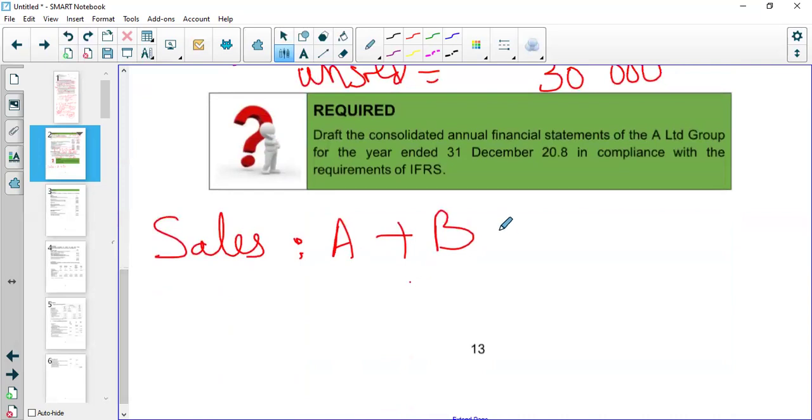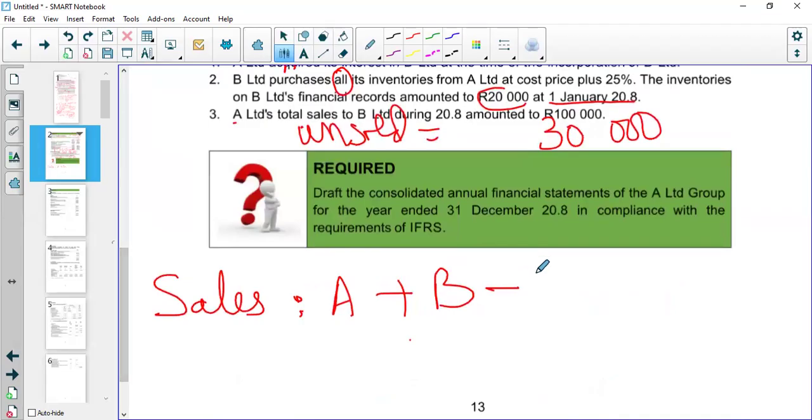Sales of A plus sales of B minus 100,000. This is the intragroup sales because we can't record sales to ourselves. You don't sell to yourself. So this would be an inflation of sales, too much sales. It's not necessary. So then we have the correct amount of sales.